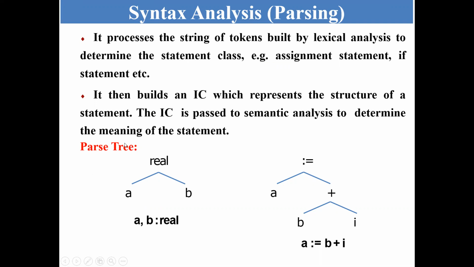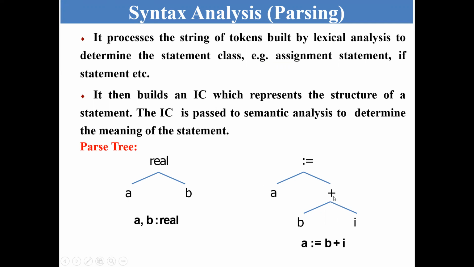So, the parse tree. First of all, understand that real means A and B. A and B are real. You have to generate the parse tree for your example, which is very simple: A equal to B plus I. In syntax analysis, first check LHS equal to RHS, so always start with the equal to sign. What is on the LHS side? That is A. What is on the RHS side? That is B plus I.